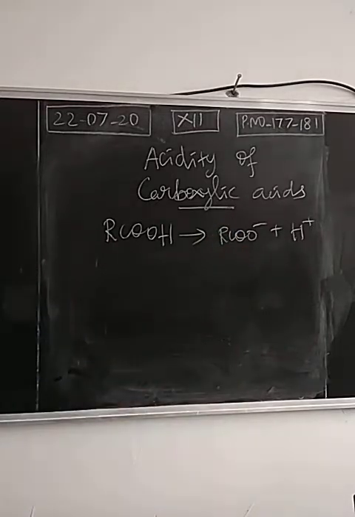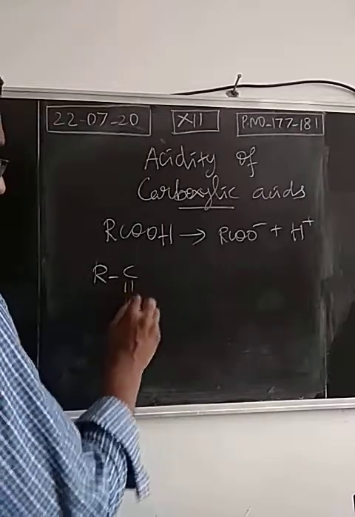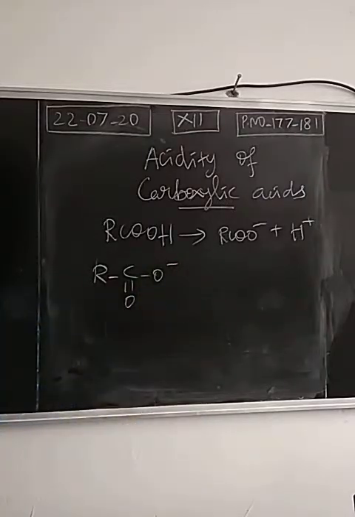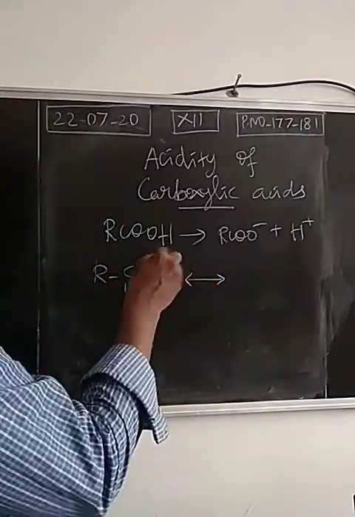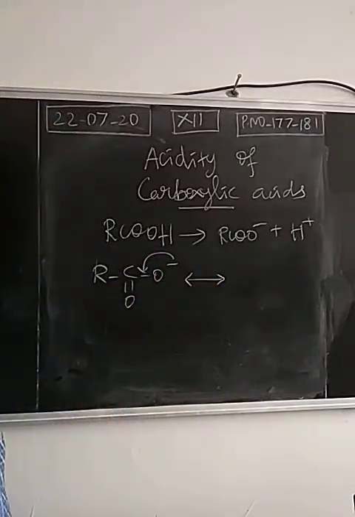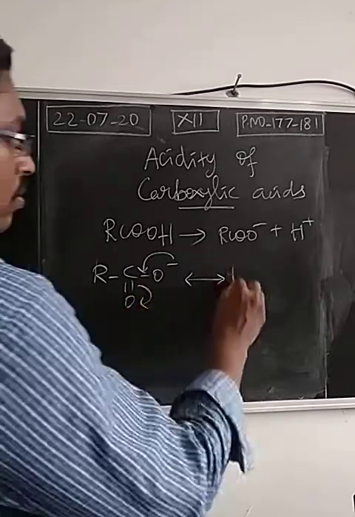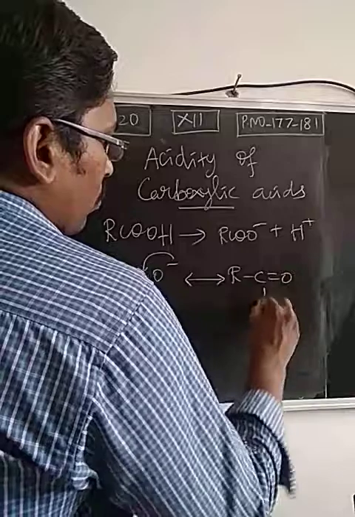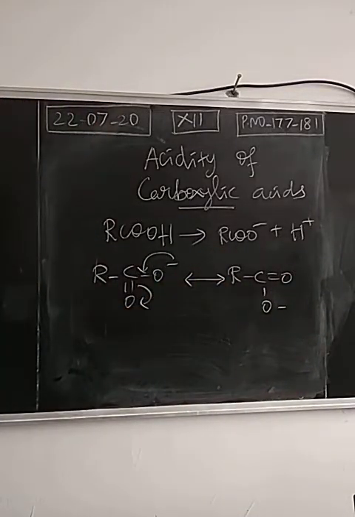So this carboxylate anion is stabilized by resonance. This is the carboxylate ion. Due to the shifting of electrons, this electron can be present as a double bond. That means this electron will be shifted. So we get more than one structure for this anion. This is called a resonance structure or canonical structures.